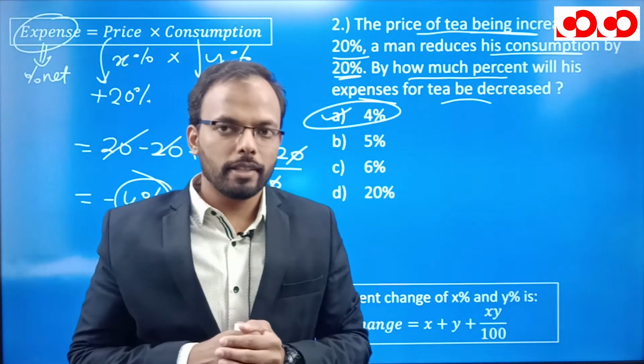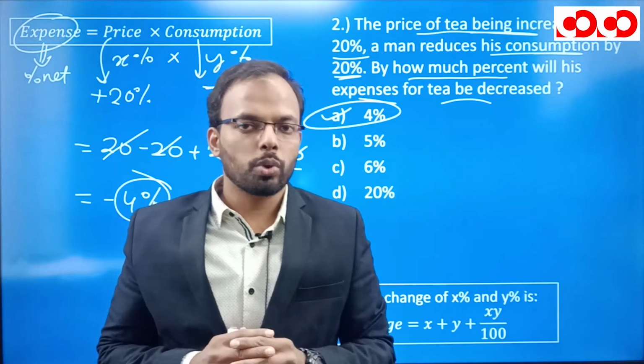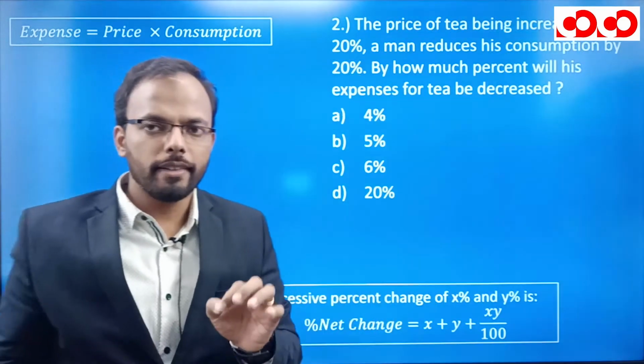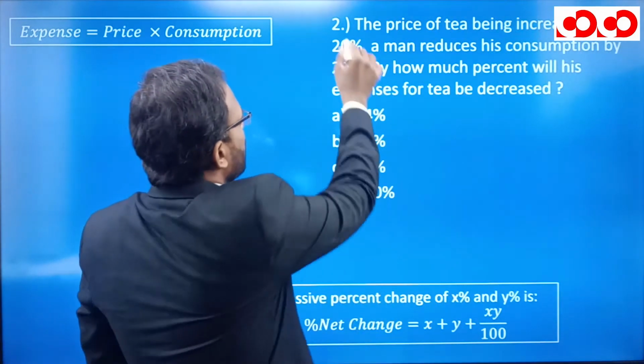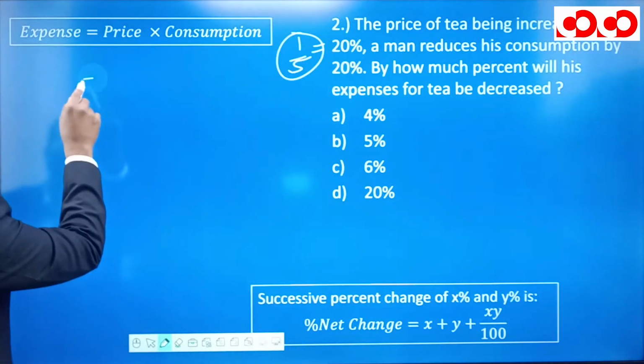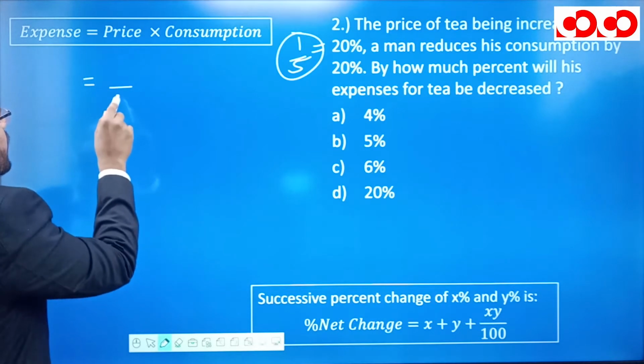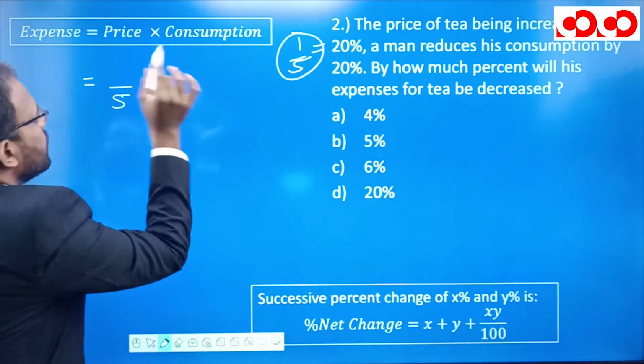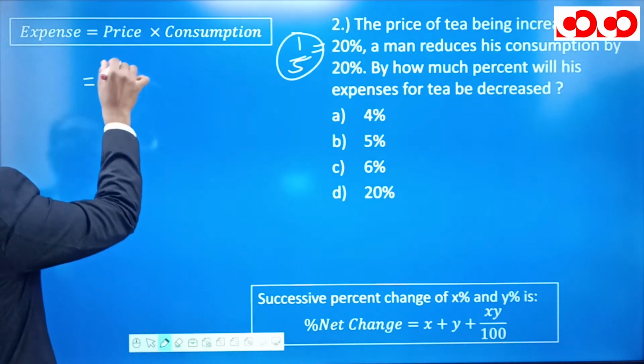I hope this method is clear, but there is one more method to solve it. I'll tell you the second method. Here is the second method. We know that 20% is equal to 1 by 5. So the price got increased by 20%, means initially it was 5, now it became 6.